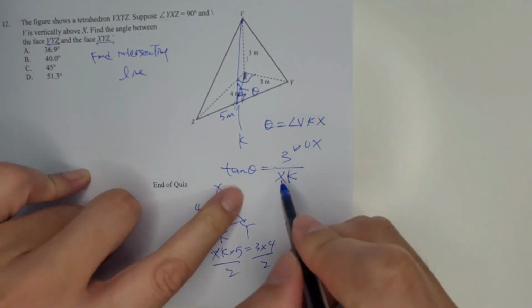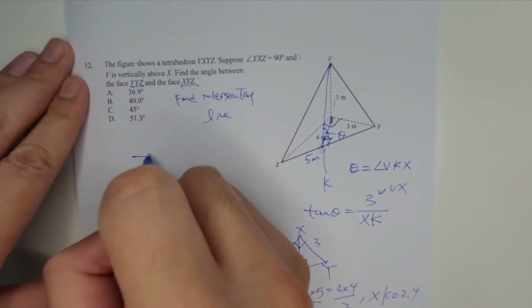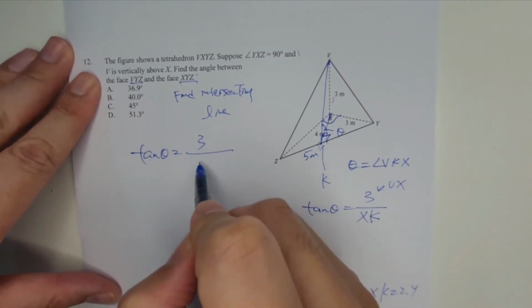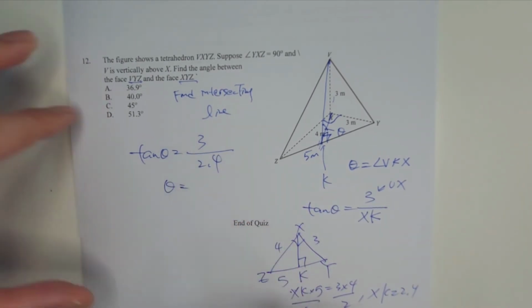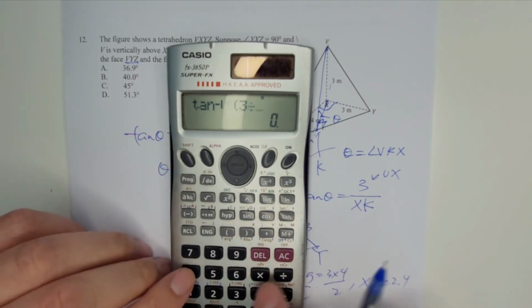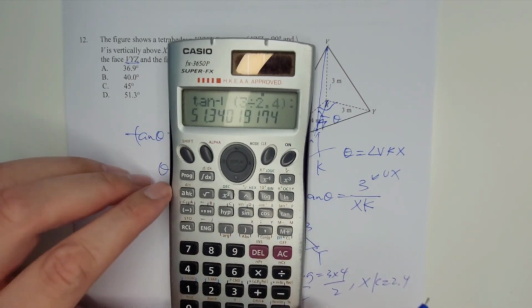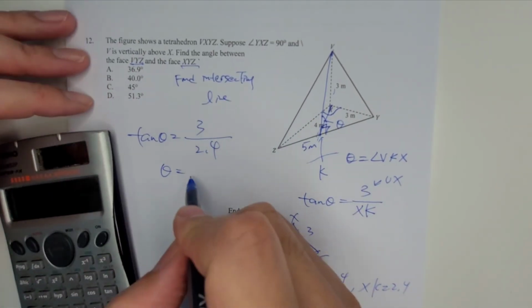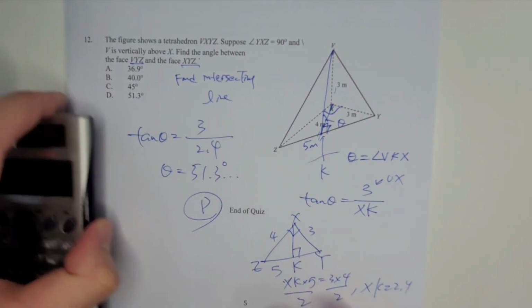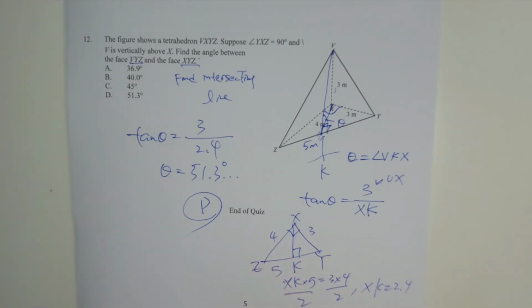And hence, you can substitute here, tangent theta, actually that is 3 over 2.4, then you can find theta. Shift tangent, start bracket, 3 divided by 2.4, 51.3 something. So answer is D for dog. So that's the end of the paper.